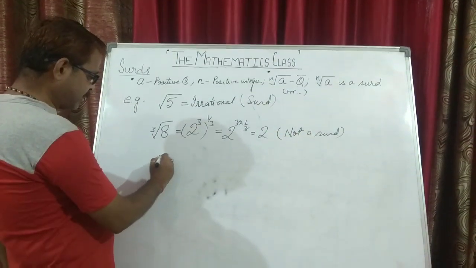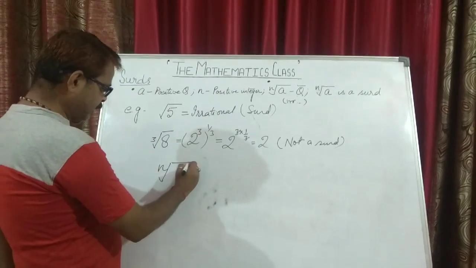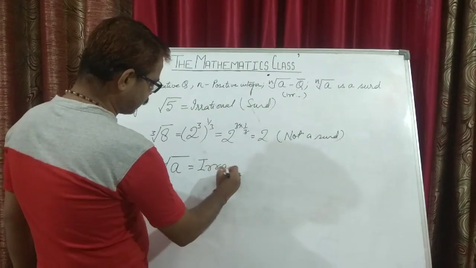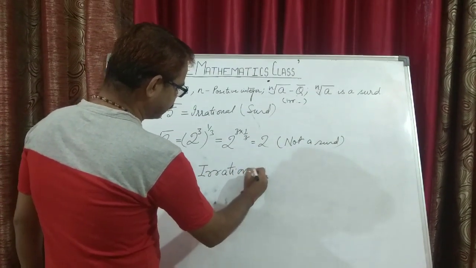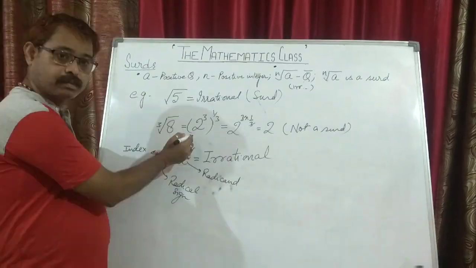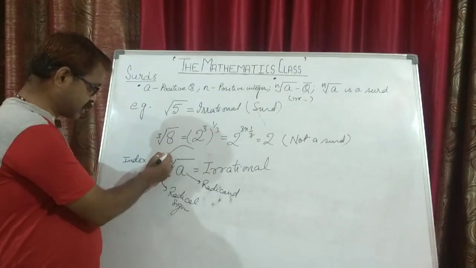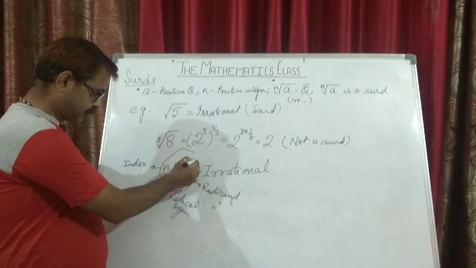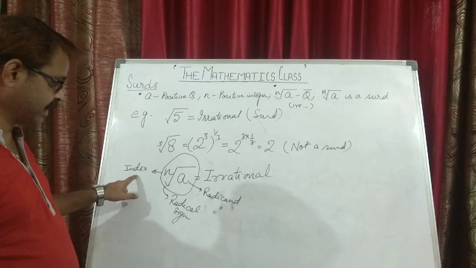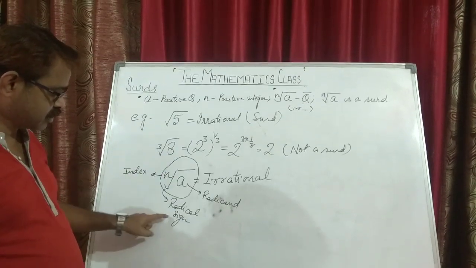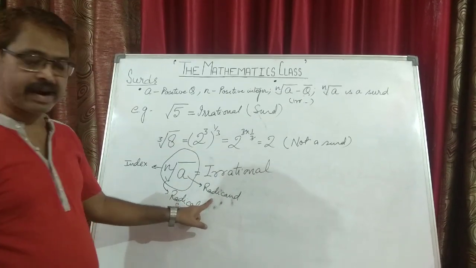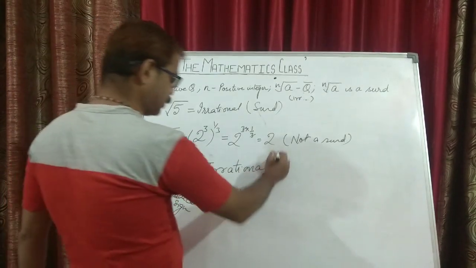Means nth root of A, if it is irrational, then it is a surd. In this expression, nth root of A, n is the index, the root sign is the radical sign, and A is known as the radicand. Let's take one more example.